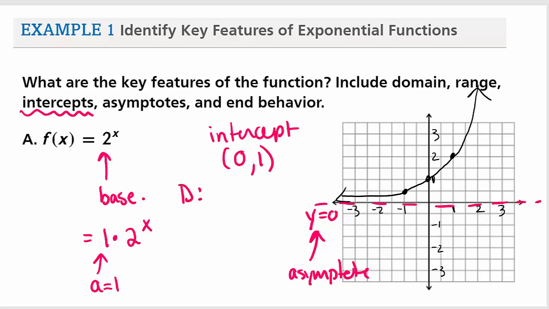Domain and range. Our domain is x is all real numbers, and our range is y is greater than 0. The y values are actually not touching that horizontal asymptote.